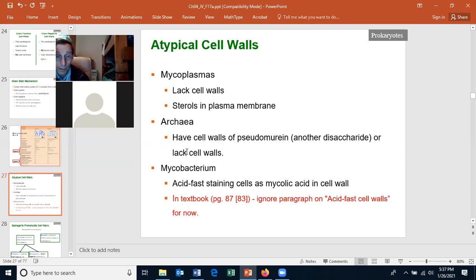Another atypical cell wall, and this is bacteria, so both of these two are bacteria, the mycoplasmas and the mycobacteria. The mycoplasmas are atypical because these bacteria lack cell walls.